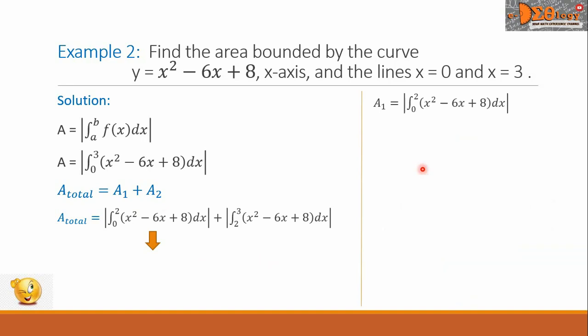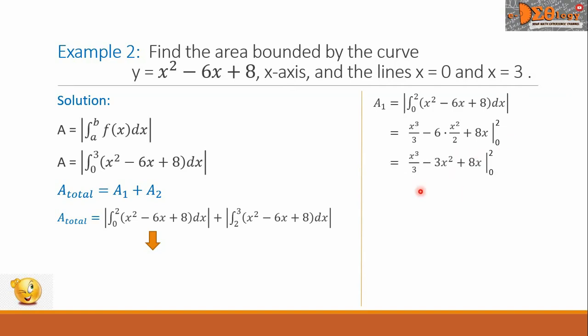Let's copy this area over here. Let us now evaluate the integral. The integral of x squared will be x cubed over 3 minus integral of 6x is 6 times x squared over 2 plus integral of 8 is 8x. This will be evaluated from 0 to 2.